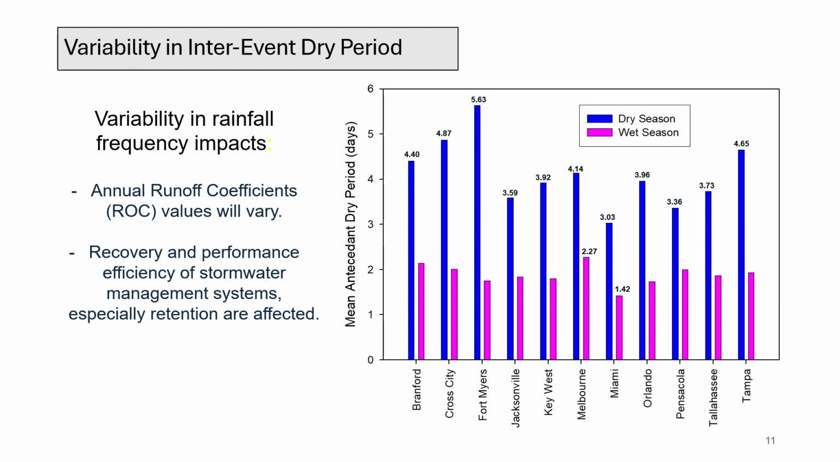Secondly, and critically, the recovery and overall performance efficiency of stormwater management systems are profoundly impacted, especially those relying on retention. These systems require sufficient dry periods to restore their storage capacity and optimize their treatment processes. If dry periods are shorter or less predictable, a system may not fully recover before the next rainfall event, leading to reduced effectiveness. To accurately design and evaluate these systems, it's essential to account for these variabilities.